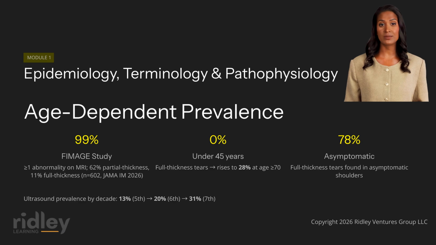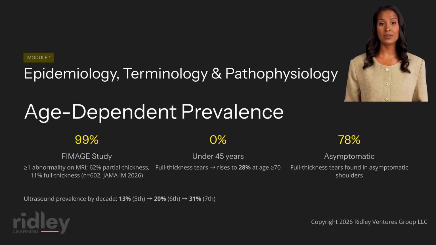Rotator cuff pathology is among the most common musculoskeletal conditions in adults, and its prevalence climbs markedly with advancing age. The 2025 AAOS Clinical Practice Guideline reports that 54% of asymptomatic patients aged 60 years and older have either a partial or complete rotator cuff tear on MRI. Ultrasound-based prevalence data paint an even clearer age-dependent picture. Rotator cuff tears are present in 13% of individuals in their fifth decade of life, 20% in their sixth decade, and 31% in their seventh decade.